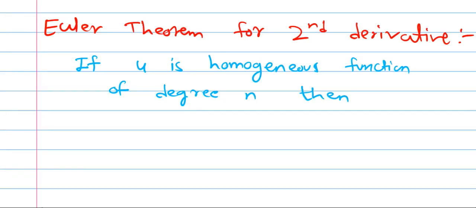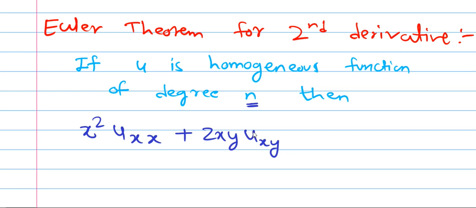The point is Euler's theorem for the second derivative. If u is a homogeneous function of degree n, then for the second derivative, x square uxx plus 2xy uxy plus y square uyy is equal to n times (n minus 1) into u.